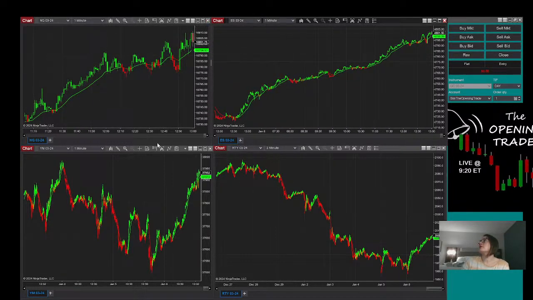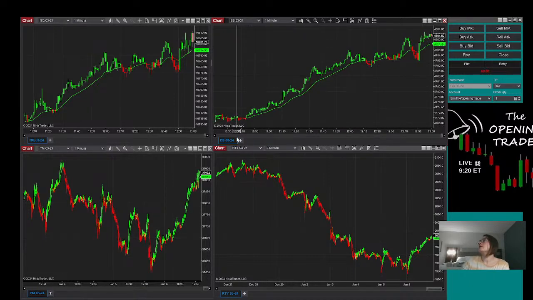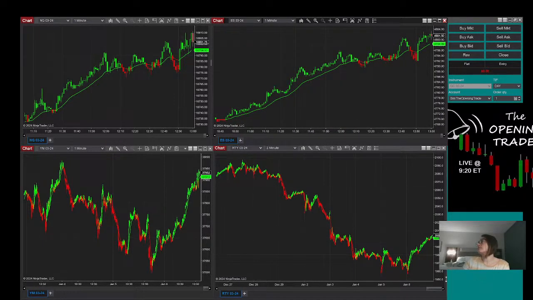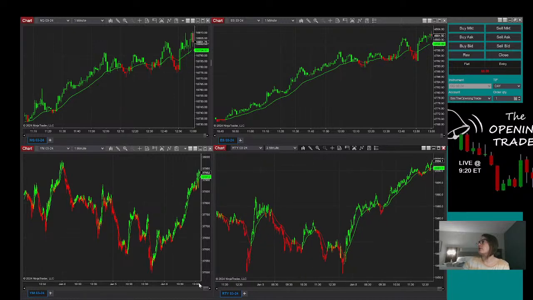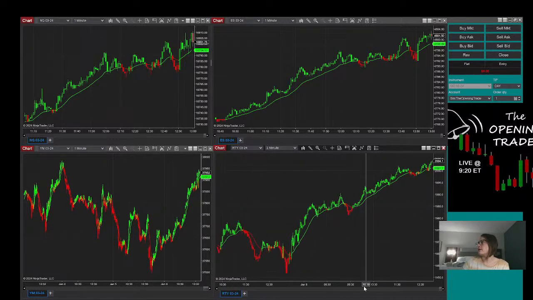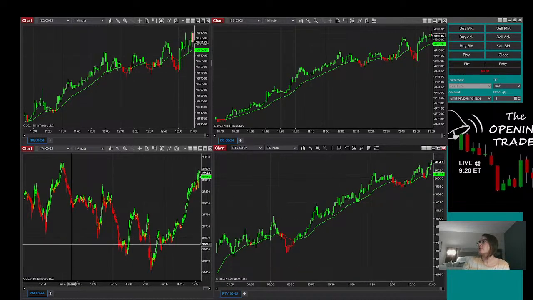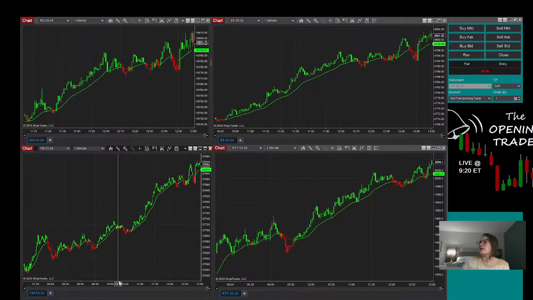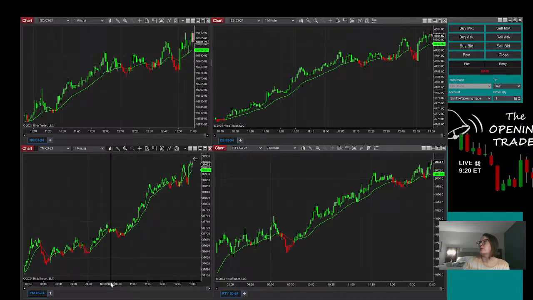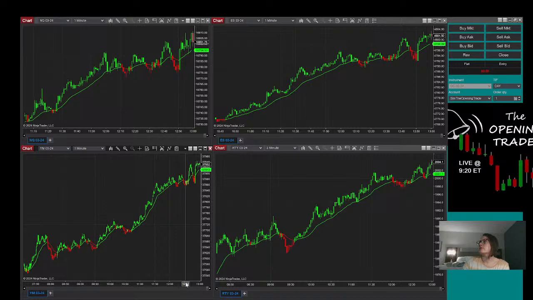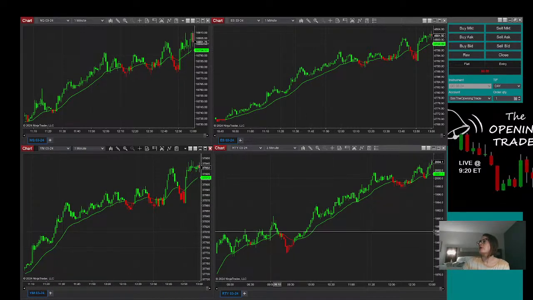Let's make these charts easier to read. So the New York session has begun. These are futures charts. The one I'm on right now is Dow. So here we have Dow, Russell, S&P 500, and NASDAQ.